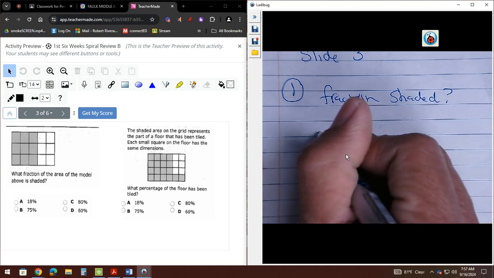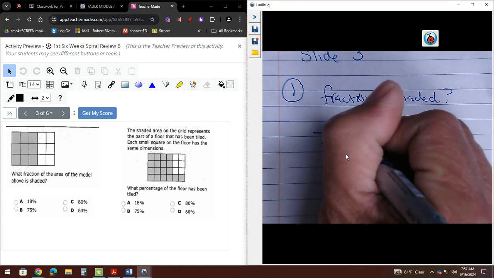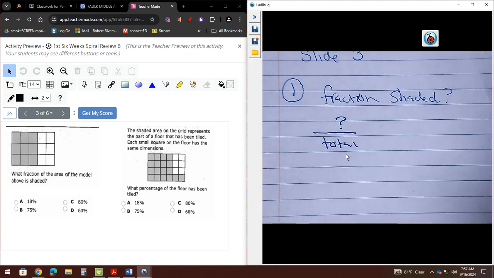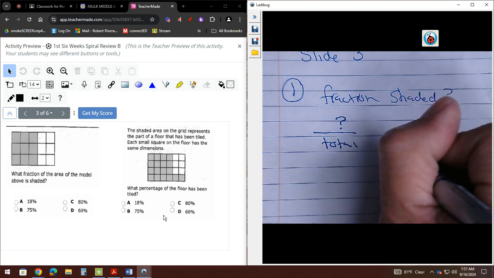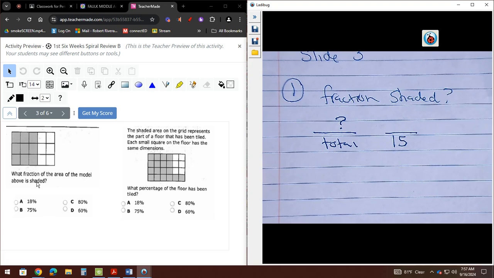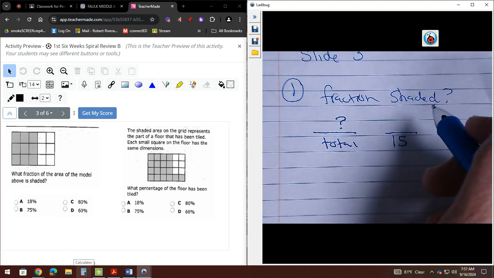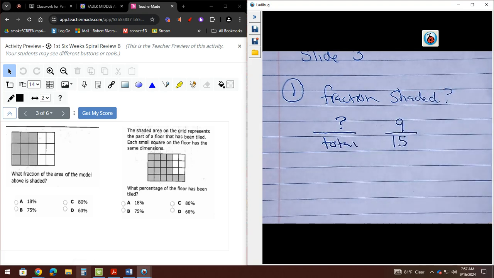So to create a fraction, the total always goes on the bottom, what they're asking on the top. So in this case, I have 1, 2, 3, 1, 2, 3, 4, 5. 5 times 3 is 15. So my total is 15. What they are asking about is shaded, because I even have it here in my question, shaded. So how many are shaded? 3, 6, 9, 9 out of 15. So there I have my fraction already, 9 out of 15.